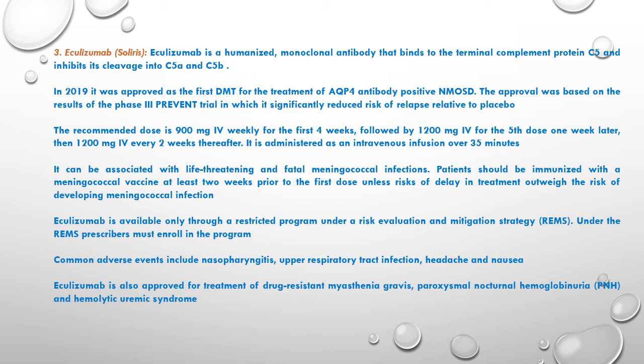The recommended dose is 900 milligrams IV weekly for the first 4 weeks, followed by 1200 milligrams IV for the 5th dose 1 week later, then 1200 milligrams IV every 2 weeks thereafter. It is given as an IV infusion over 35 minutes. It can be associated with life-threatening and fatal meningococcal infections. Patients should be immunized with a meningococcal vaccine at least 2 weeks prior to the first dose.